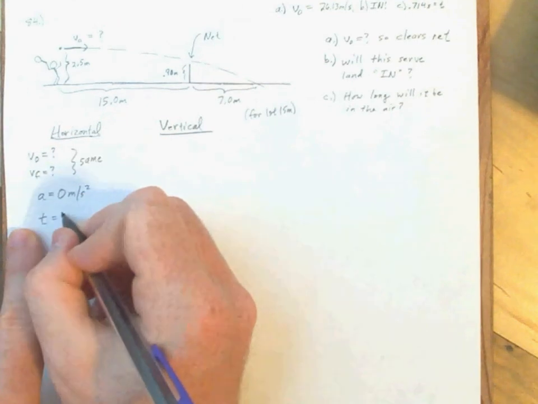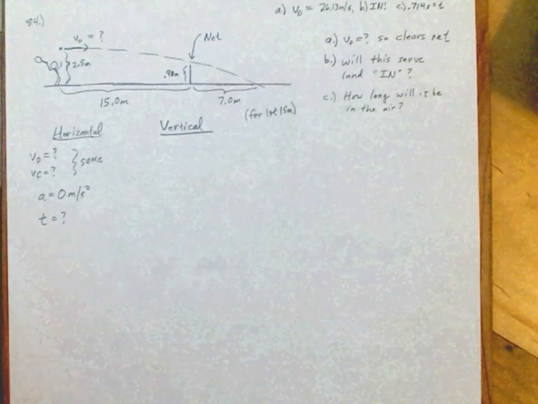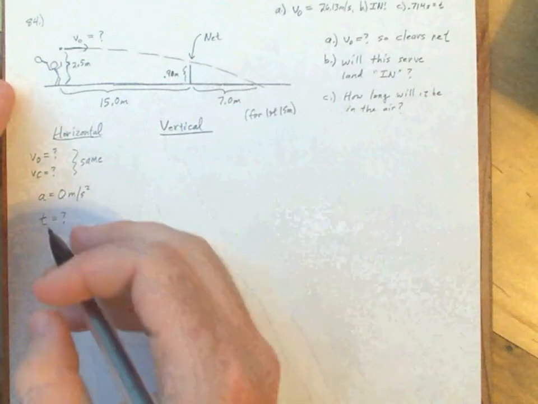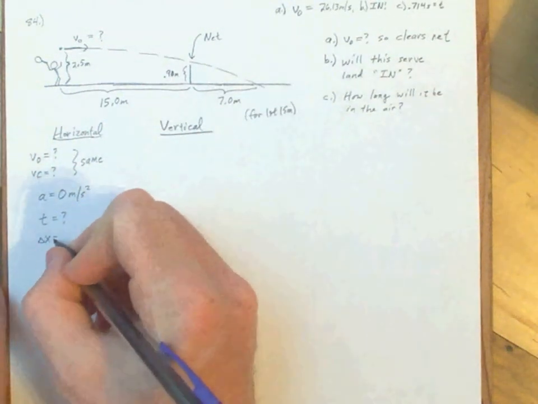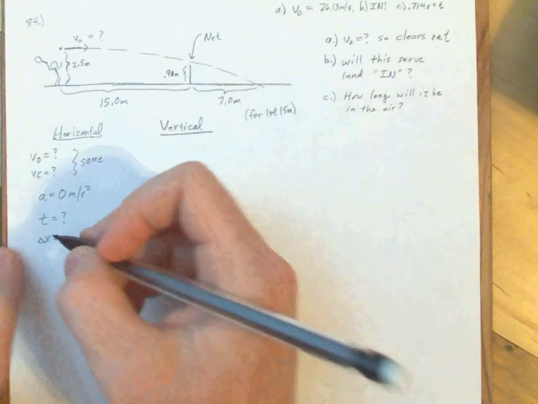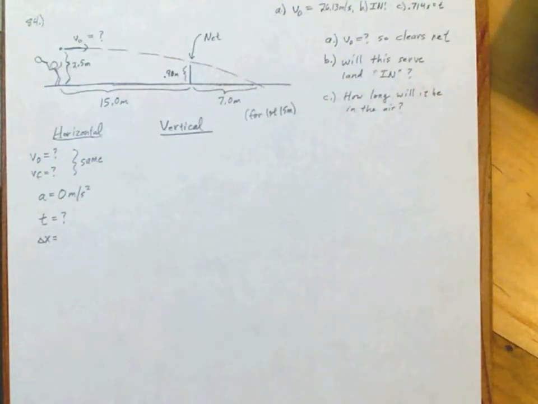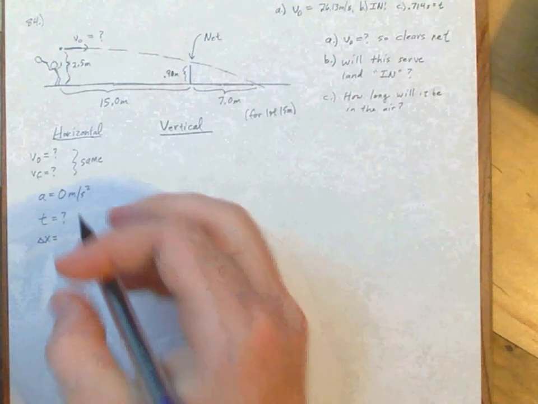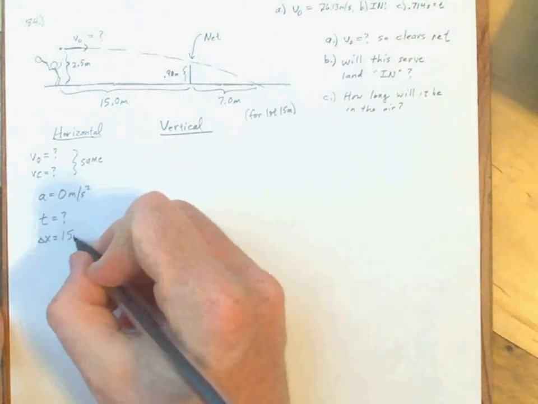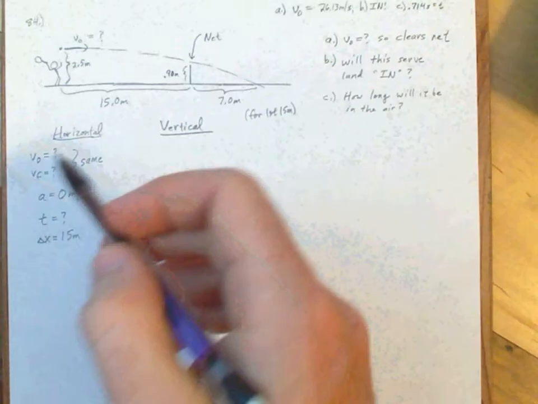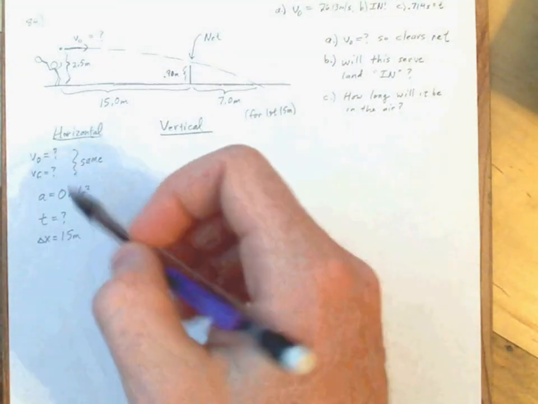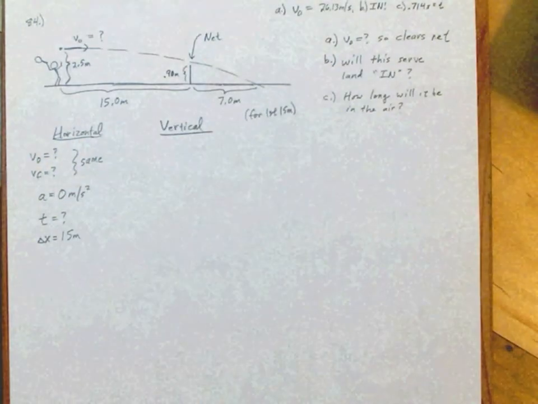My time in the air, I don't know. I'm going from here to here. My distance traveled has to be at least 15 meters. Okay? I guess exactly 15 meters, because I'm looking for how fast I have to get it to go so that it travels 15 meters in that time.